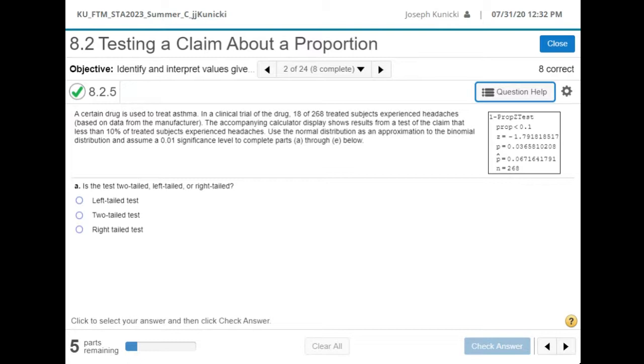So if the claim is that the proportion is less than 10%, that's a left-tailed test. It's one-tailed, it's left-tailed. Remember, the alternative hypothesis always tells you what type of test it is. If the proportion or mean is strictly less than, then it's a left-tailed test. If it's strictly greater than, then that's a right-tailed test. And if it's not equal, then that is a two-tailed test. That's the three possibilities. So this is a left-tailed test.